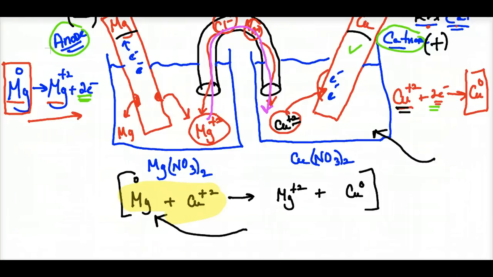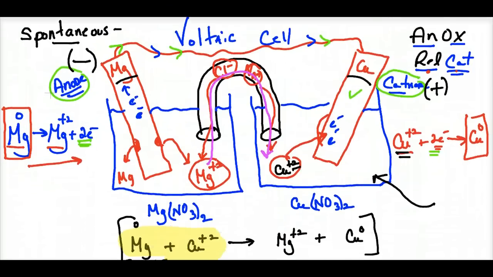So that's all the basic principles of a voltaic cell. You have to know it's spontaneous. You have to know it's exothermic. It creates electrical energy from chemicals. Okay, it gives off energy.